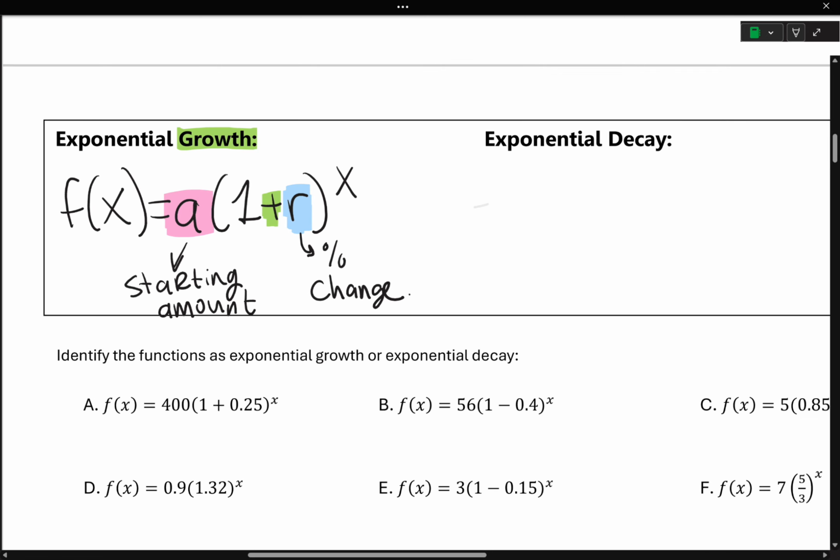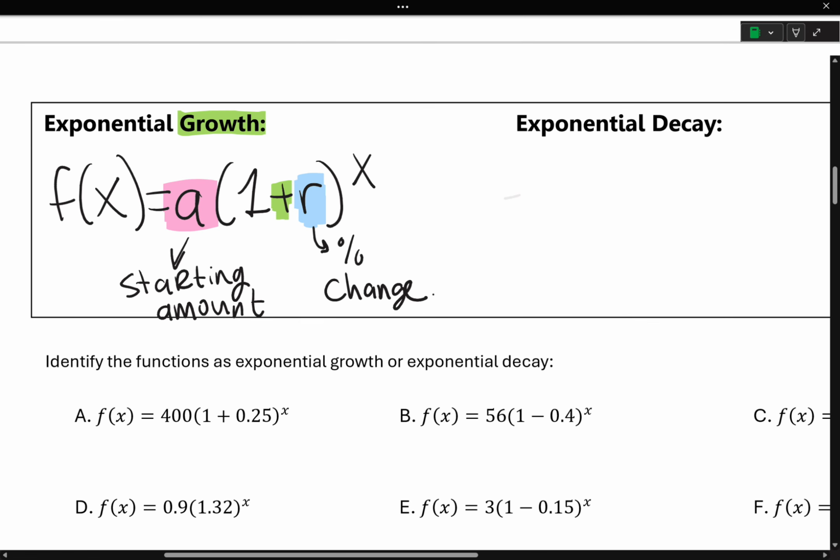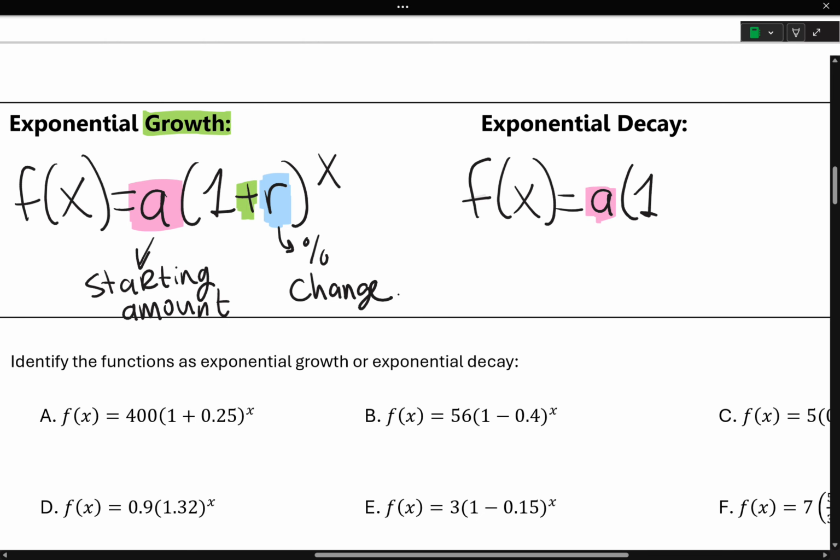Now, exponential decay is almost the same. Check it out. It's f of x equals a, the same a as before, times 1, but instead of plus, this time we have a minus since it's decay. And then r, the same r as before, to the power of x.